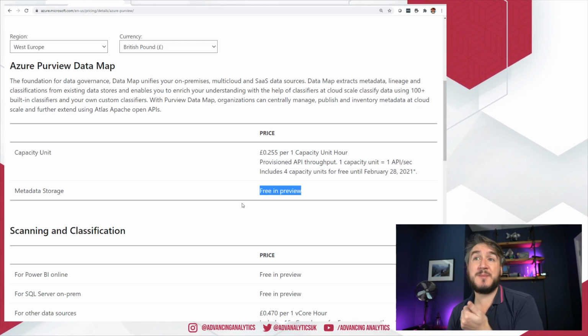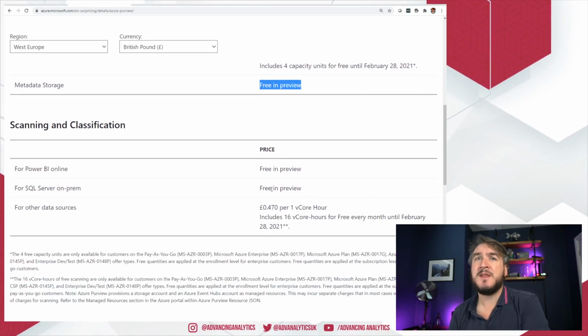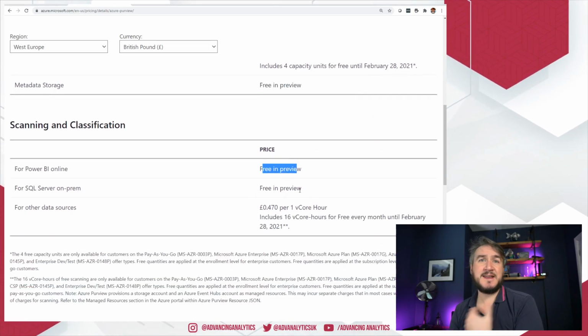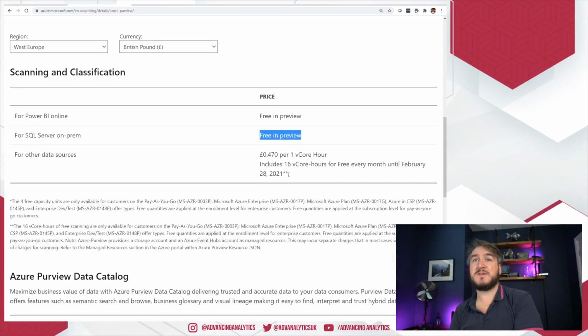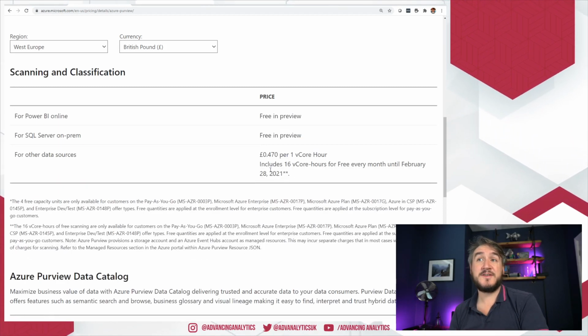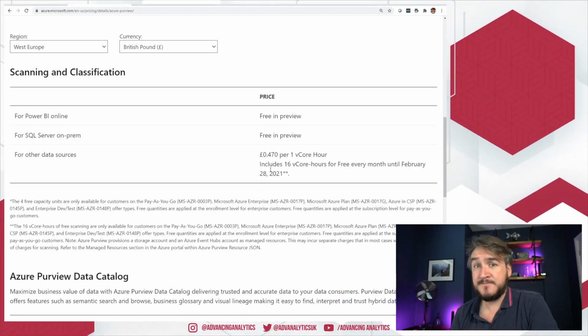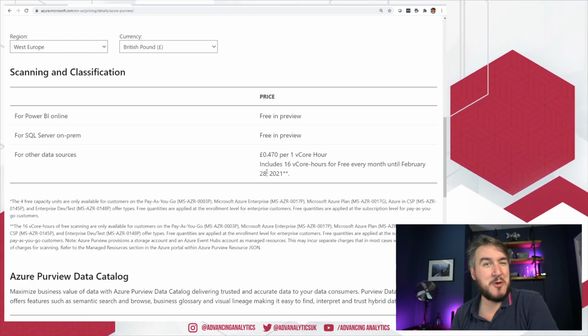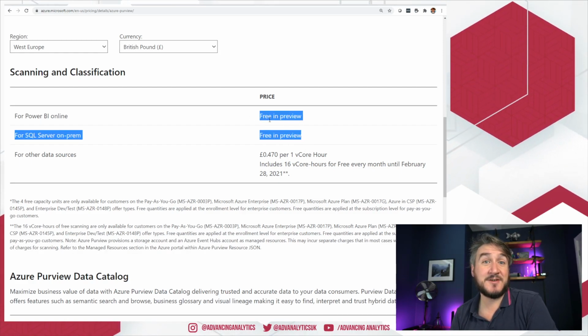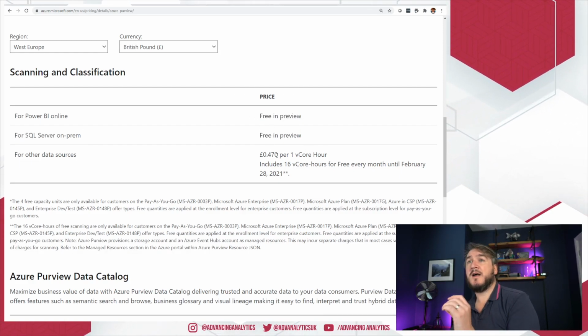We do not know how much that's going to cost when it's no longer in preview. Power BI Online, the scanning of Power BI, scanning of SQL, scanning of everything else. Lots of it is free in preview. Again, not really known how much some of these things are going to cost when it's no longer in preview.